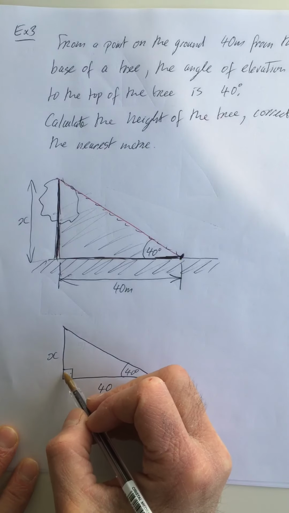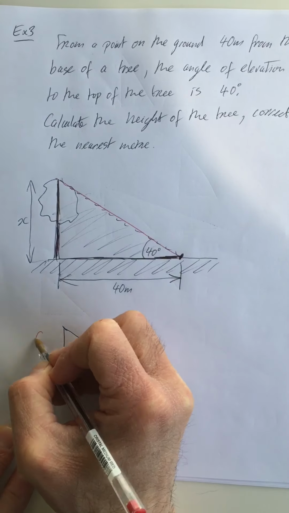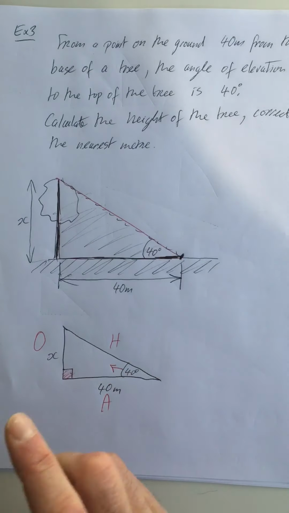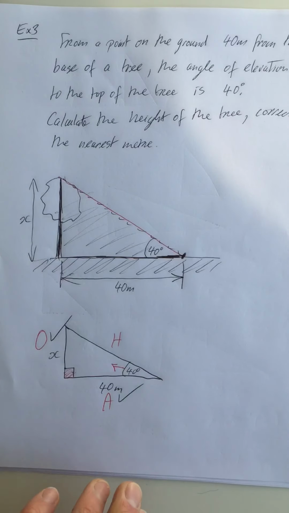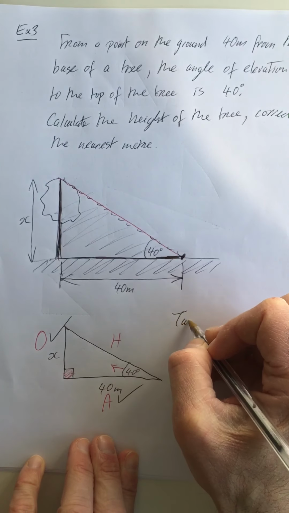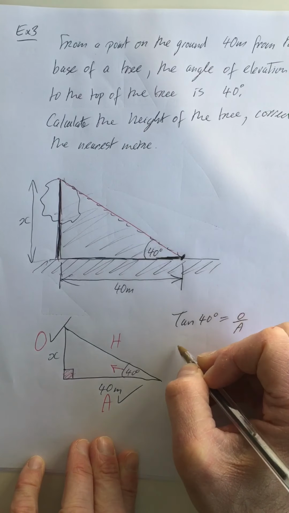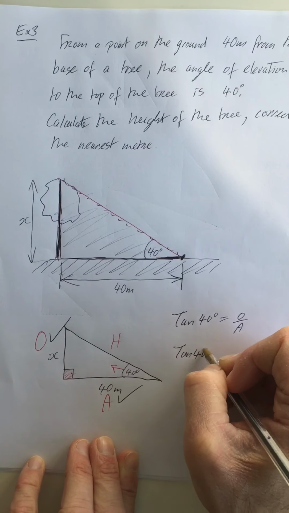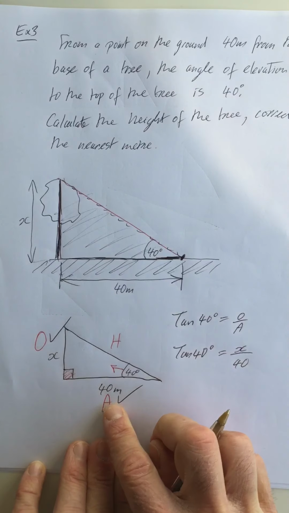So let's label our triangle. If this is my right angle, this would be H. This is the angle I know, so this is O and this is A. I tick the one I want to know. I tick the one I know. Which one has O and A in it? It's tan. So I say tan of 40 degrees is O over A. So tan of 40 degrees is x over 40, because 40 meters.